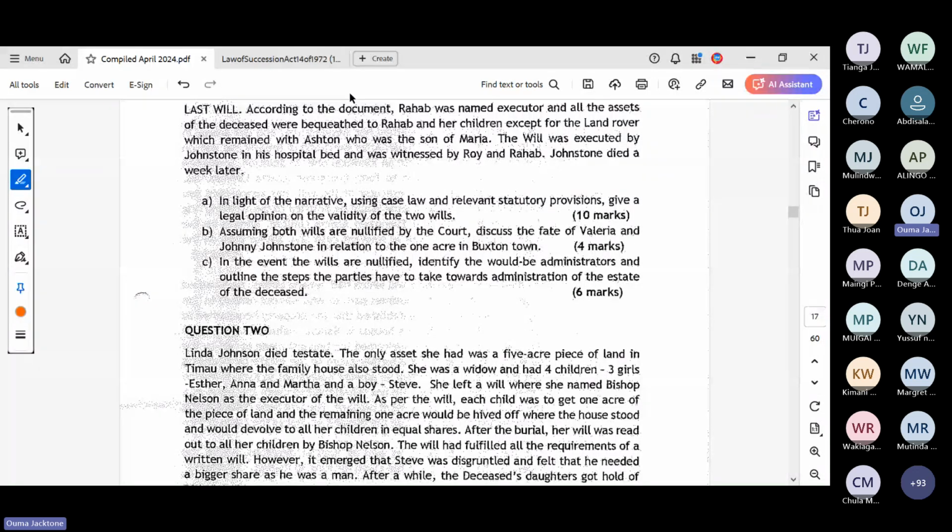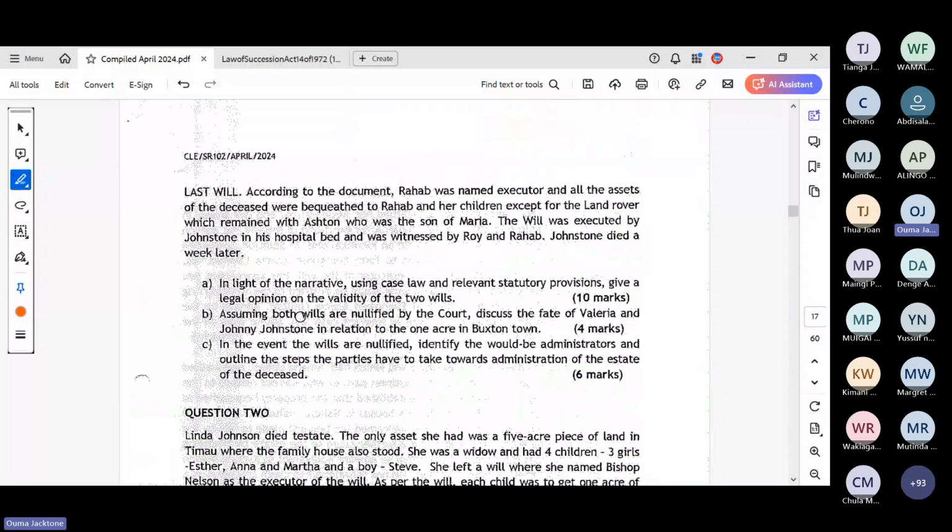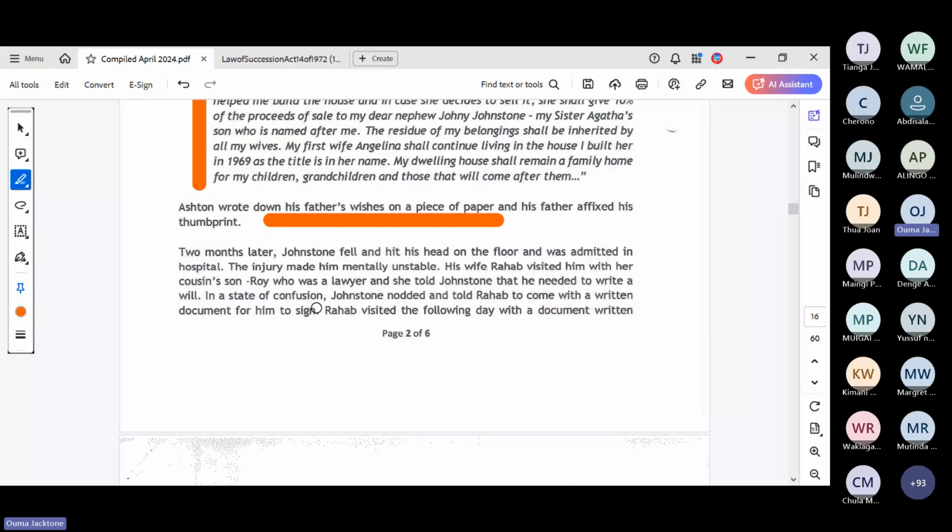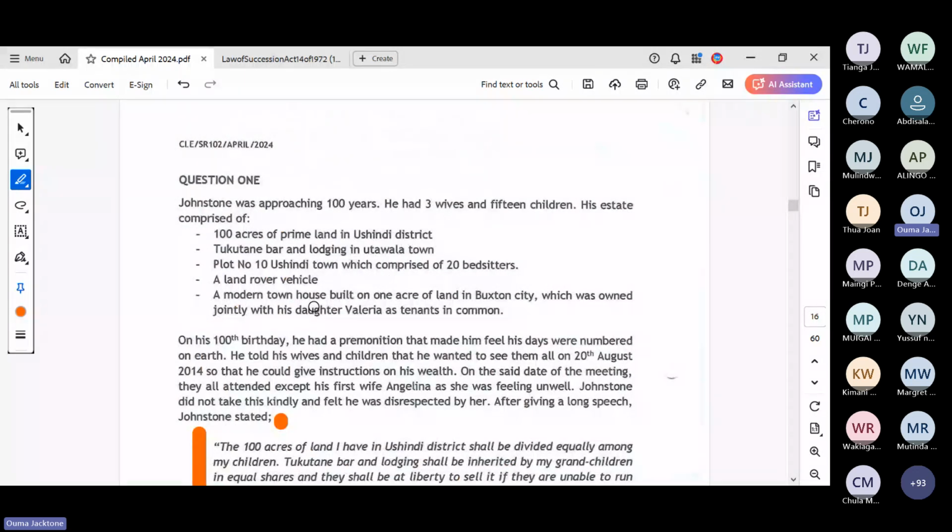All right. Now the second question is assuming that both wills were nullified by the court. Discuss the fate of Valeria and Johnny Johnston in relation to the 1 acre in Buxton Town. Okay, assuming that both wills have been nullified, discuss the fate of Valeria and Johnny Johnston. So let's come to the facts and see what the question is saying.